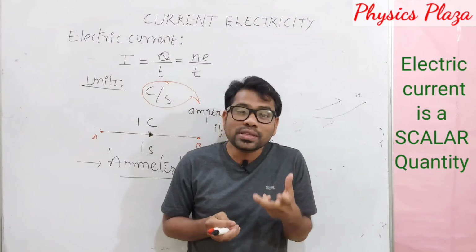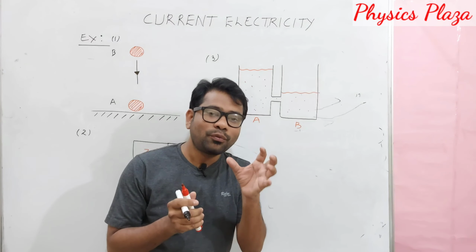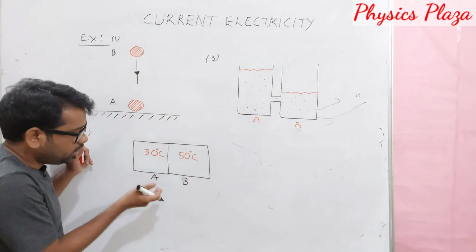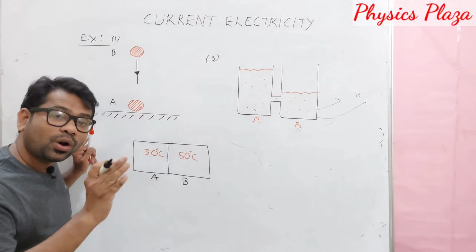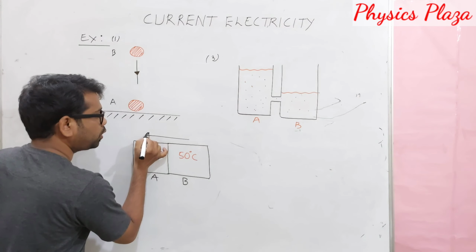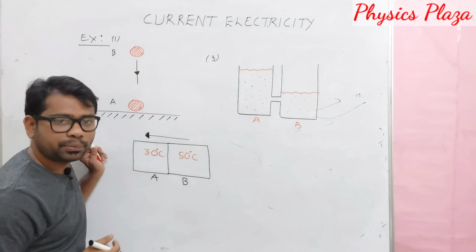Whereas, dear children, look at here. In this case, two bodies with different temperatures are brought in contact. Whenever two bodies with different temperatures are brought in contact, there will be a flow of heat. But you tell whether the heat flow will be A to B or B to A. It is always, dear children, from the body of higher temperature to the body of lower temperature.